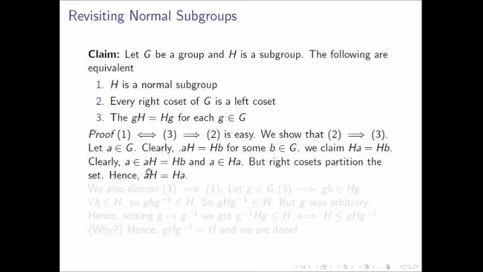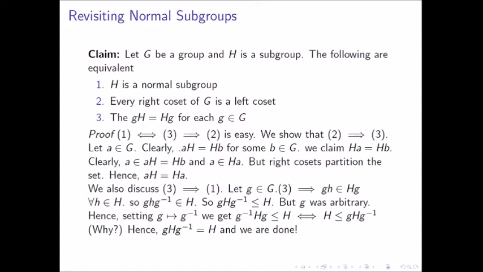Clearly A belongs to AH, which is equal to HB, and A belongs to HA, right? Now the cosets are basically, right, cosets are partitions. So if HB and HA have non-empty intersection, that is A, and they have the same size, it turns out that HA is equal to HB, and we are done. So hence HA is equal to HB is true, and HB is equal to AH by 2, hence AH is equal to HA, and we are done. It was pretty simple, but just go through it once.